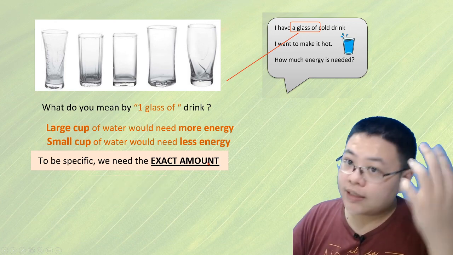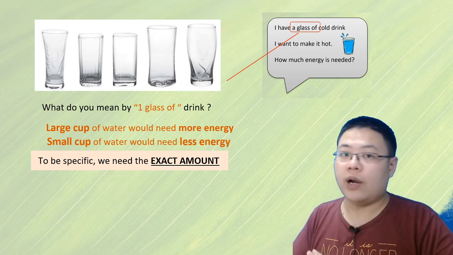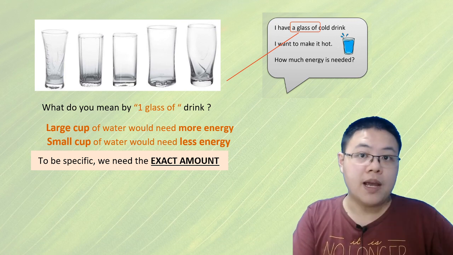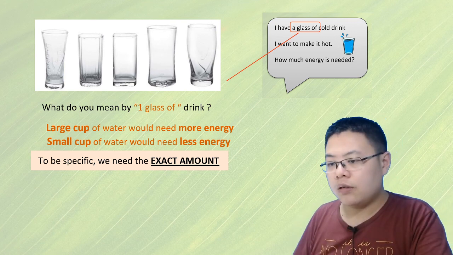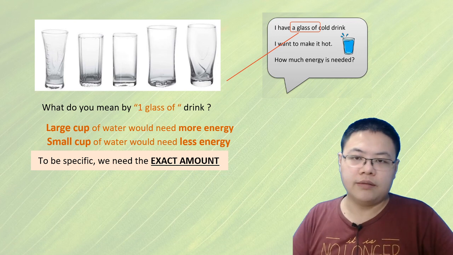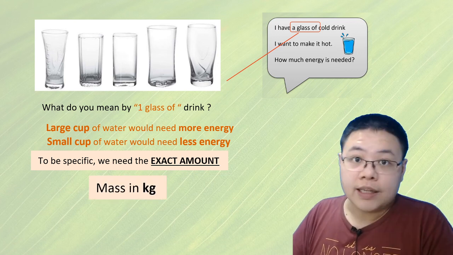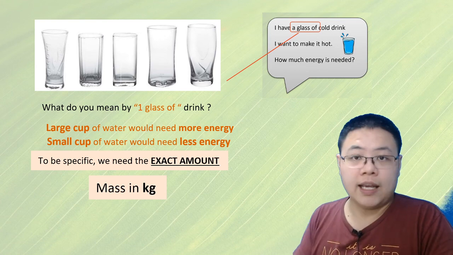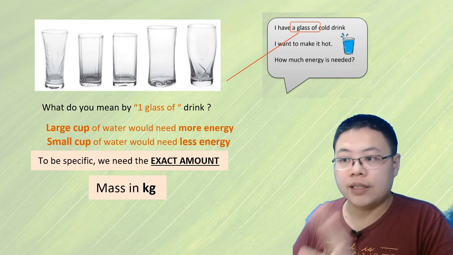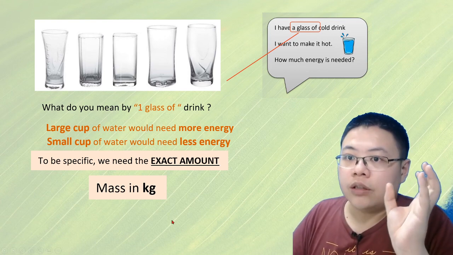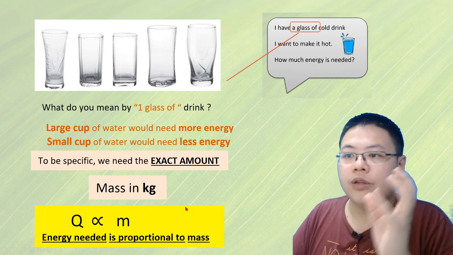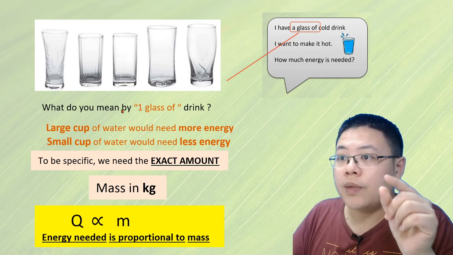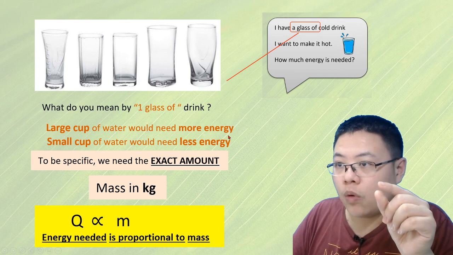But let's say if you are measuring liquid, it can be in ml, it can be in liter, or it can be in kilogram. And in science, we always standardize the units to be kg. This is called the SI unit in kg. Okay, so in order to specify the amount, we use kg. And the relationship here, large cup need more energy, small cup need less energy.